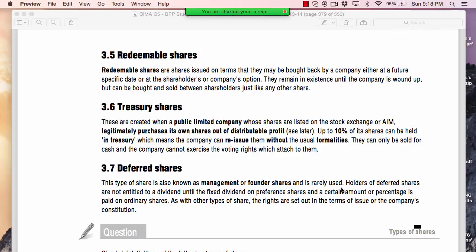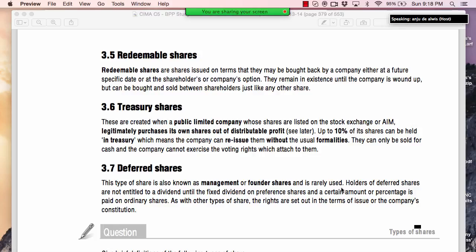Now, treasury shares. Treasury shares are created when a public limited company whose shares are listed on the stock exchange legitimately purchases its own shares out of distributable profits, right? With treasury shares, they are actually purchasing shares from the profits.